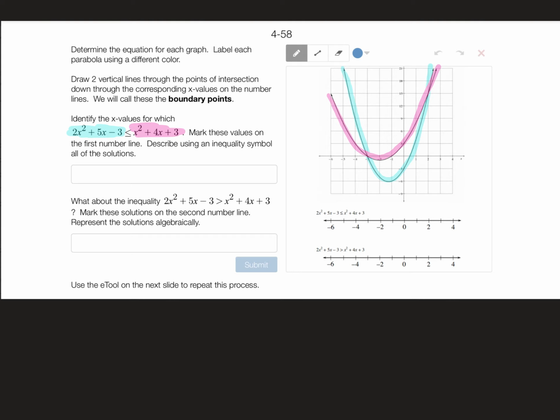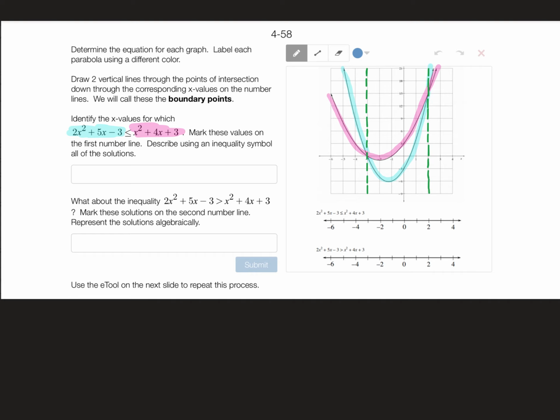So the next thing it asks you to do is to draw two vertical lines through the points of intersection down through the corresponding x values on the number lines. We're going to call these our boundary points. So that means do something like this. So wherever the intersection points are, we're just going to draw our boundary lines.